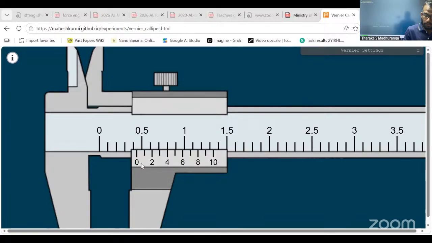Then the second step, get the coinciding number from the vernier scale. 0, 1, 2, 3, 4 is coinciding. The coinciding one is 4. The next step is 4 multiplied by the least count. With 10 vernier scale parts, the least count is always 0.1. Then 4 multiplied by 0.1 is 0.4. Main scale value plus vernier scale value: main scale value 4, vernier scale value 0.4. 4 plus 0.4, 4.4 millimeter.